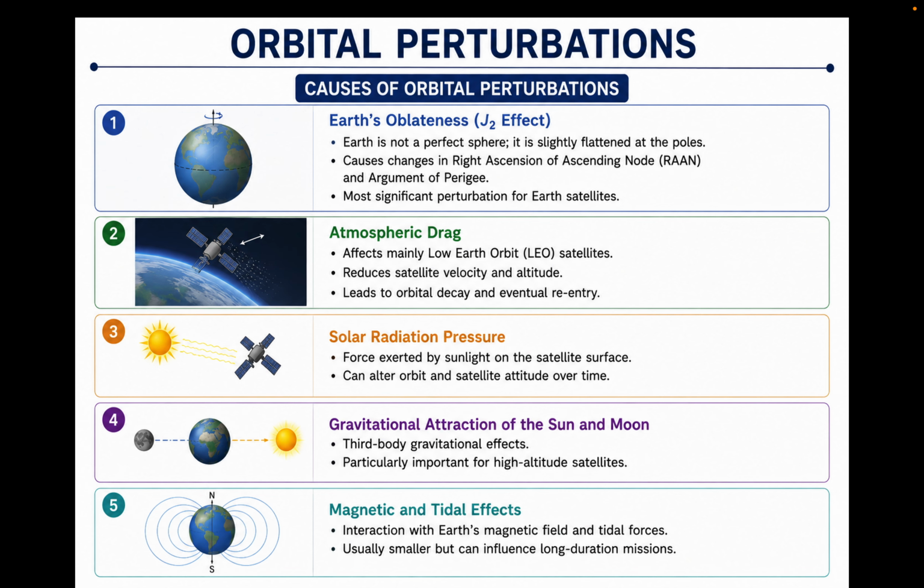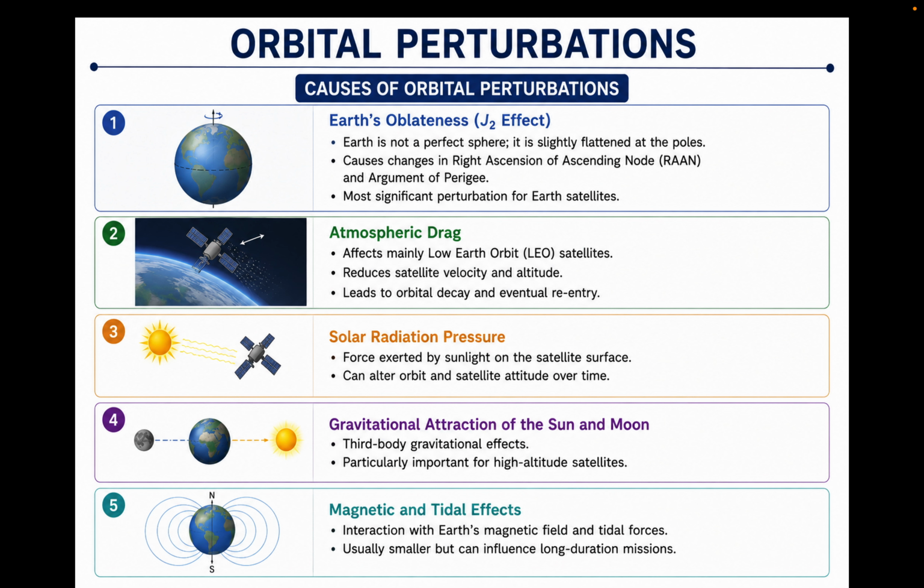Another factor which affects satellites is atmospheric drag. It affects mainly low Earth orbit satellites, because atmospheric drag is not for satellites which are very far from the Earth's surface, but for those which are close to it. It reduces the satellite velocity and altitude and leads to orbital decay and eventually re-entry.